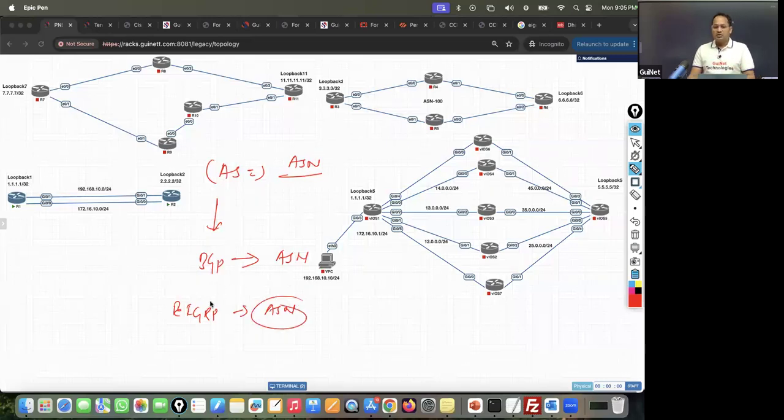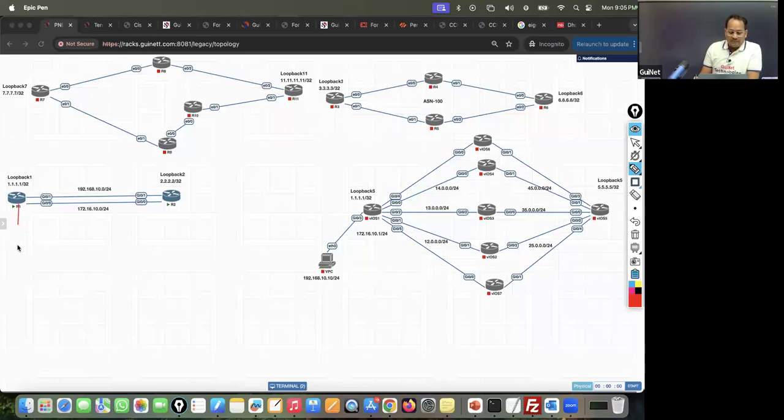The EIGRP AS number is local to your internal network. Whatever AS number you use for EIGRP, it is going to be the same for all routers. If you use a different AS number, then you cannot build EIGRP. Whenever the AS number is different, it is not going to build your EIGRP. Why? Let me tell you.